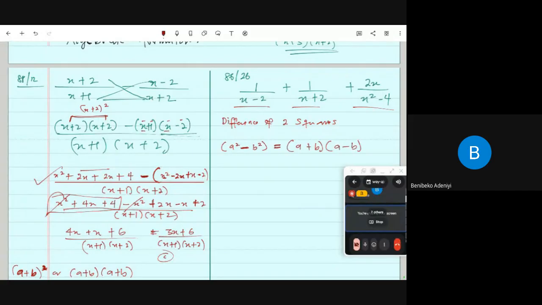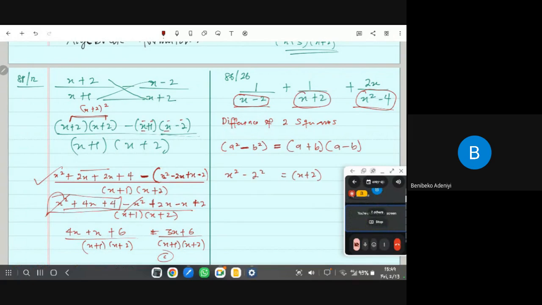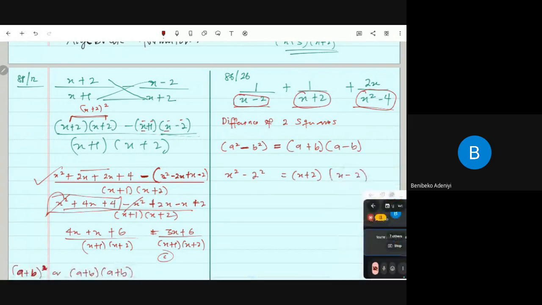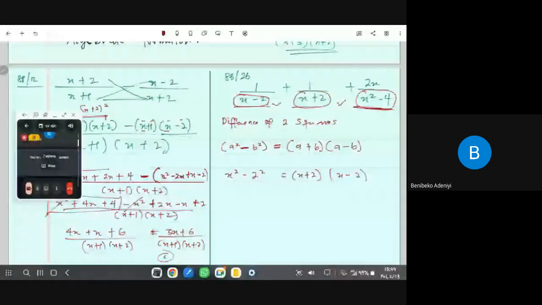Now, as I'm looking at these two guys here, (x minus 2)(x plus 2), can you see? It is a difference of two squares, right? And this x squared minus 4 itself is looking like x squared minus 2 squared, which is what? (x plus 2)(x minus 2). Can you see? So this thing here is an expanded form of this and this. So now, let's come back to LCM.